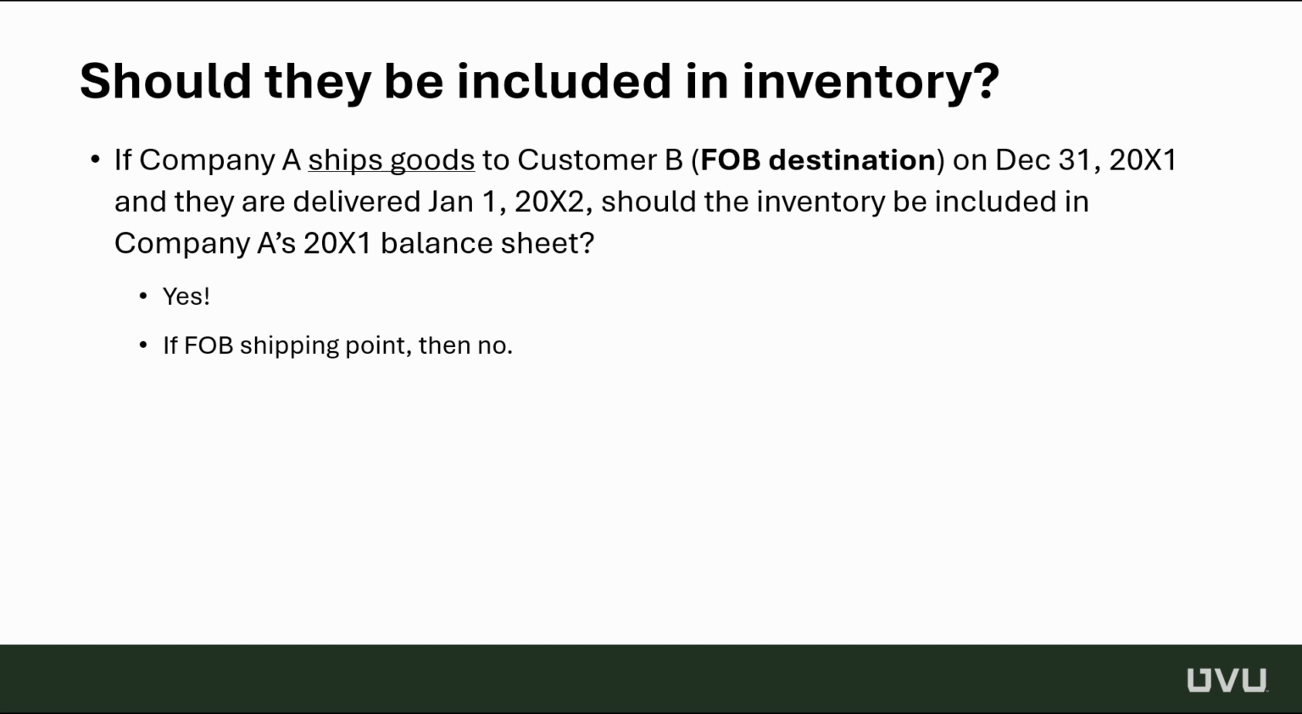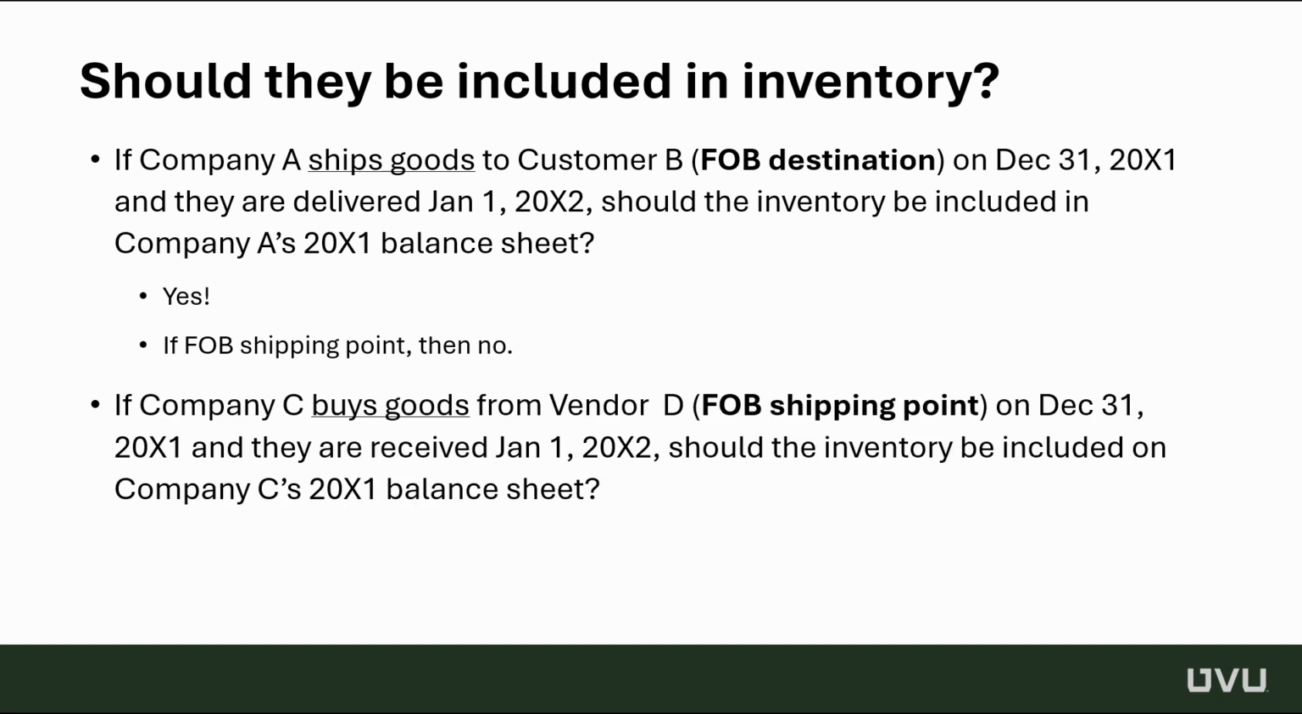Let's try another one. If Company C is now purchasing goods from vendor D, this is done with terms FOB shipping point on December 31st, 20x1, and they are received the next day, January 1st, should we include those units on Company C's 20x1 balance sheet?